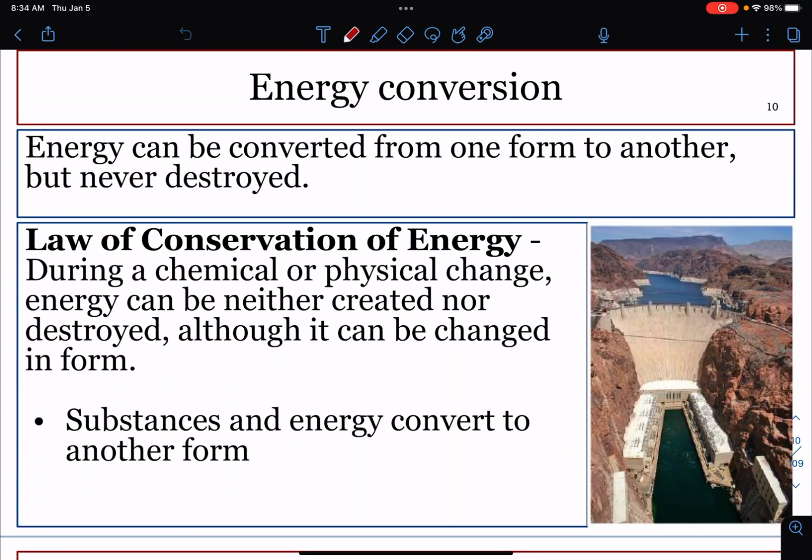Just like we learned before about the law of conservation of mass, where mass can't be created or destroyed, only changed, the same is true for energy. The first law of thermodynamics is the law of conservation of energy, which states that energy can neither be created nor destroyed, only transformed.